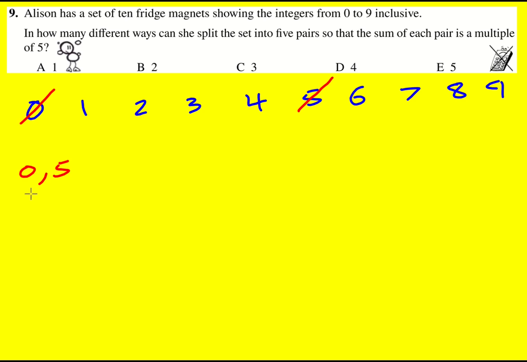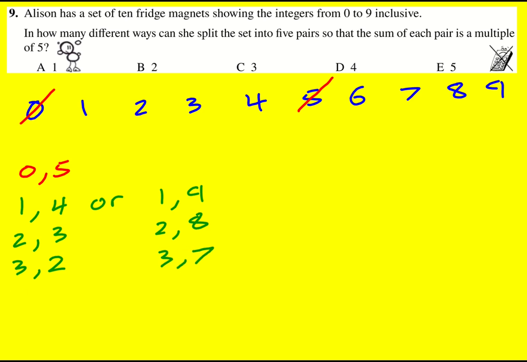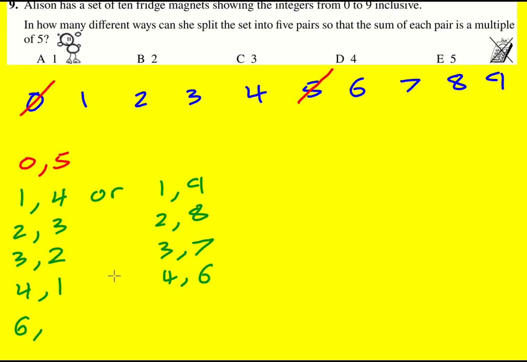Right, so next one would be to go with 1 and 4, that would work, or 1 and 9, that would also work. And I kind of cycled through and wrote all these possibilities down. So 2 and 3, or 2 and 8. And then I looked at 3, so 3 and, well, I've already got 3 and 2, but I suppose I should write that down again, or 3 and 7. 4 and 1, or 4 and 6. 5 we've dealt with. 6 and 4, or 6 and 9.